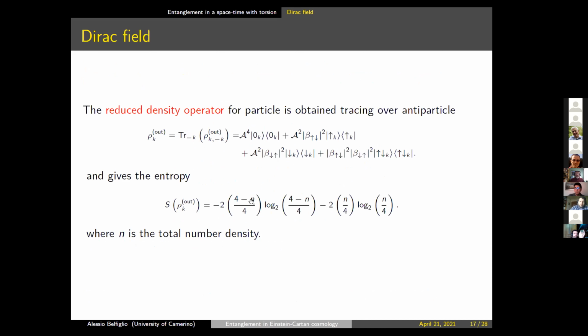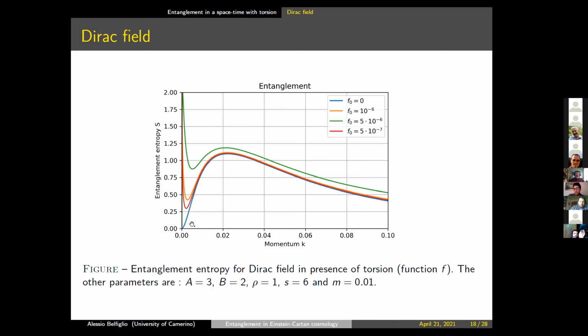That has this form. Here we have assumed that the production of particles and antiparticles with opposite spin is the same. So we have introduced the total number density n. And so within this model, with this approximation, we notice that we have a large particle production for small values of the momentum. And here we have taken different values for the torsion function, so for the torsion field. And the larger the torsion, the higher the particle production in this model. And these are the parameters that we have used in this toy model, essentially.